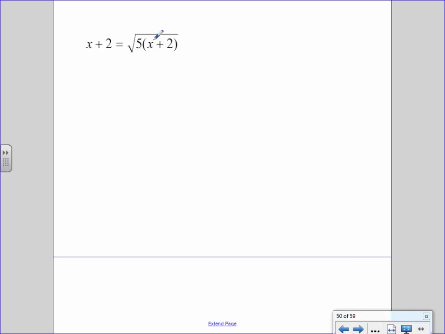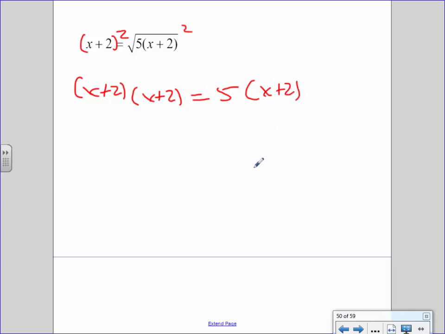Let's talk through this one here, just because there's a trick to it, or a twist. We're actually already at the point right now where it would be worthwhile for us to square both sides. And it means that you're going to get x plus 2 next to another x plus 2, and that's going to equal 5 x plus 2. Does anybody see what I'm going for on this one here, though? Something can cancel.